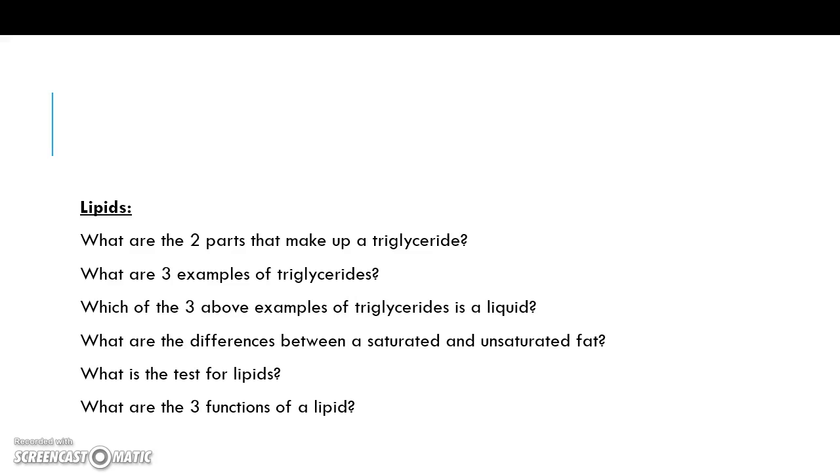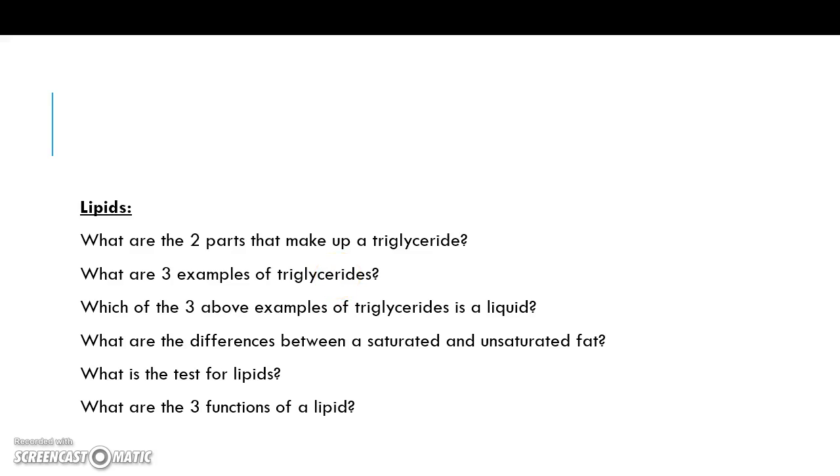So the first thing, we have lipids here. Of course, you need to know what are the two parts that make up the triglycerides, which would be 3 fatty acids and a glycerol backbone. 3 examples are your fats, oils, and waxes that cushion and store long-term energy. That brings me to the example.